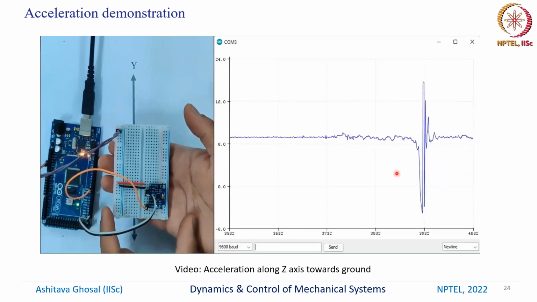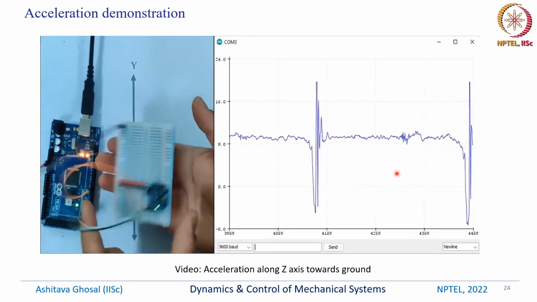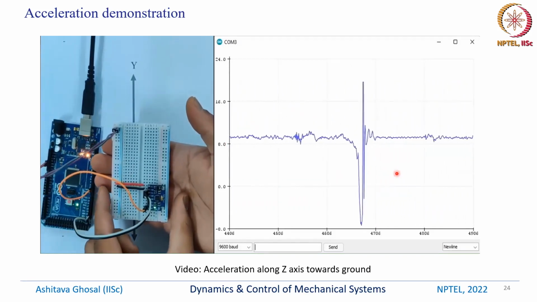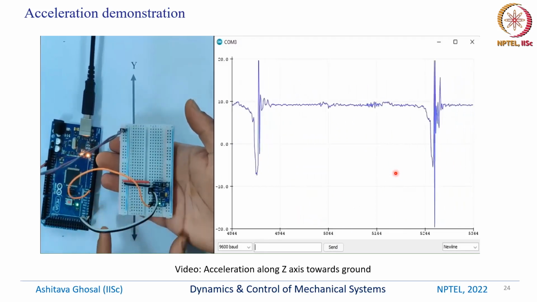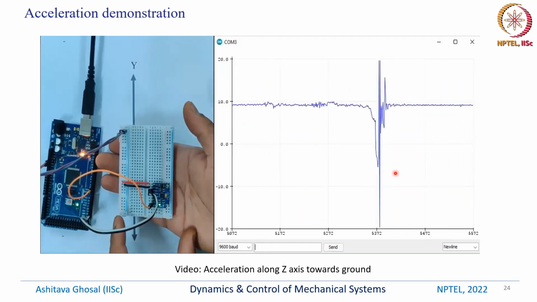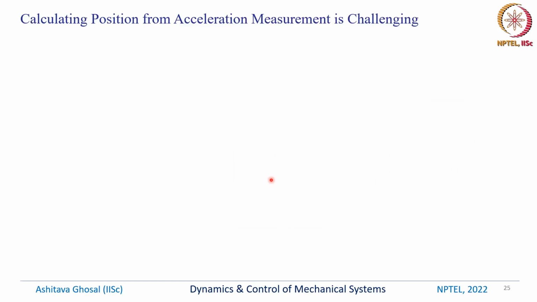And what he is going to show you is that he will lift it to some level and drop it. So while it is being dropped, we should measure this 9.8 g, which is basically what is being measured. So at normal, it is 9.8, and when it is falling freely, you can see that it is very close to 0.